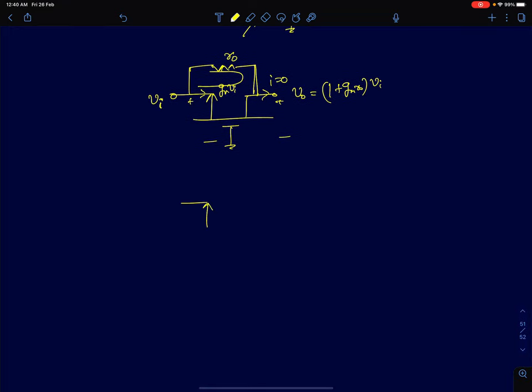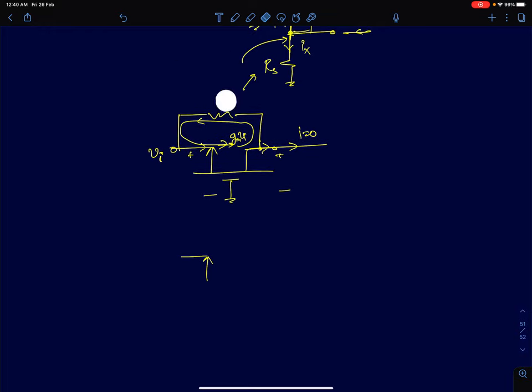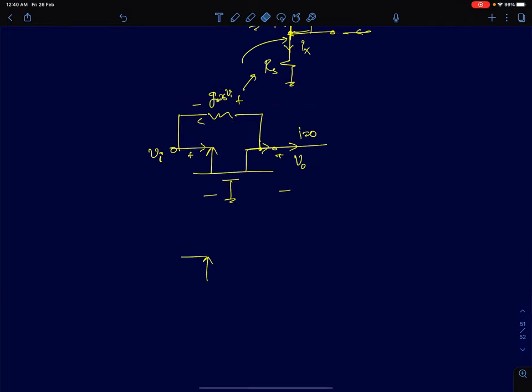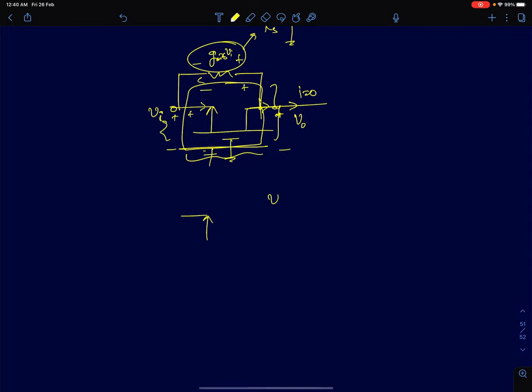So I'll just redraw the circuit here, exaggerate it a bit. Now if the output is open circuit, then the current flowing here is 0. So then we'll have gm Vi current looping back in the path this way. This is R0, so the voltage across the resistor is going to be gm R0 into Vi. The voltage V0, which is the voltage here, can be found by simply applying Kirchhoff's voltage law in this loop. There are three voltages. This side is entirely at ground, so the voltage on this side is V0, which will be equal to this voltage gm R0 Vi plus Vi. So you will get V0 as 1 plus gm R0 into Vi. This is what we derived in the previous lectures.